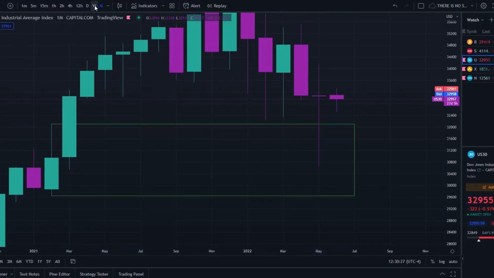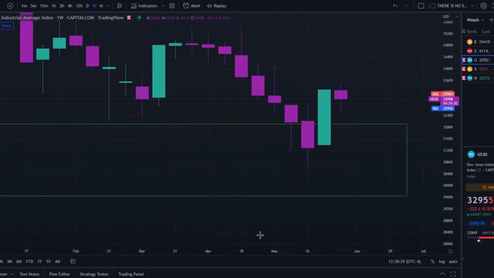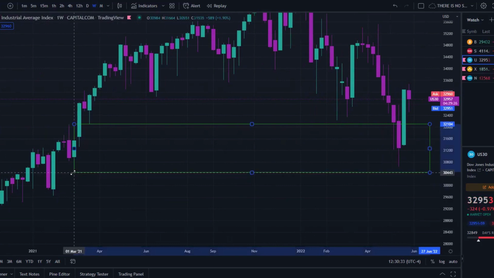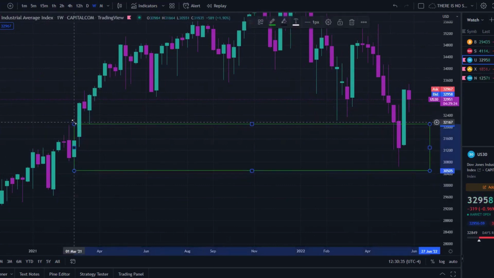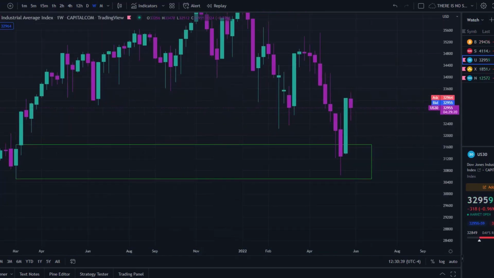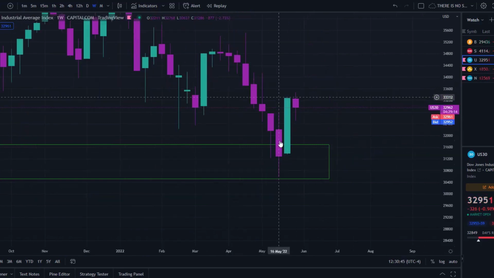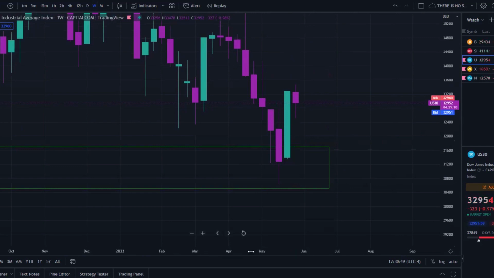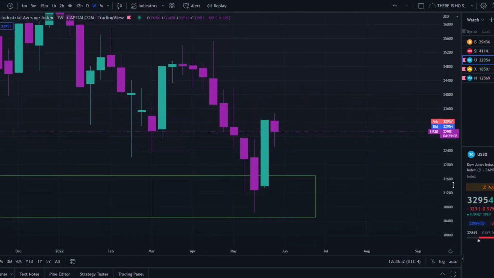We're going to go ahead to the weekly. The first thing that I'm going to do before analyzing anything is refine this area. And when I say refine, I mean make smaller. So now we have this refined OB. And as you can see, when price came into this OB, we pushed up with this big candle right here, right? So this is the weekly time frame.